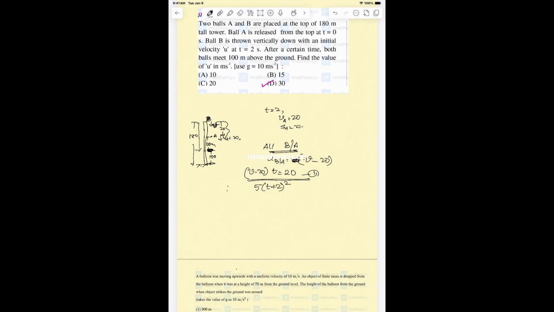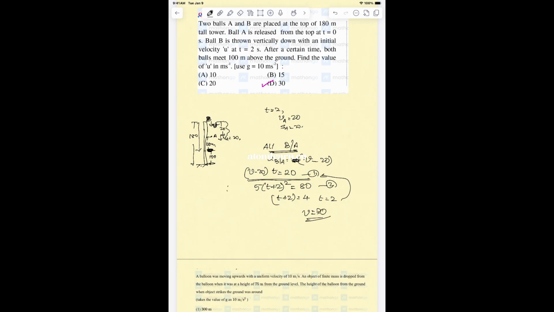This is for the travel of A. This should be equal to 20 plus 60, which is 80. Therefore, this is now your second equation. From here you get (t plus 2) squared equal to 80 divided by 5, which is 16. Therefore, t plus 2 should be equal to 4. Therefore, t should be equal to 2. Put this in the first equation, t equal to 2, and you get v should be equal to 30. 30 should be the answer.